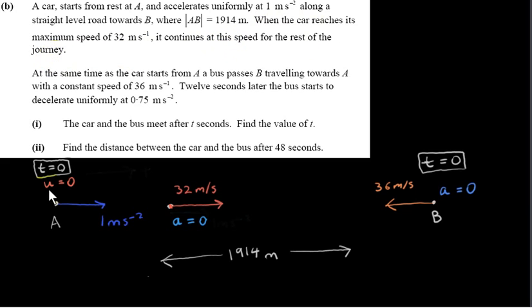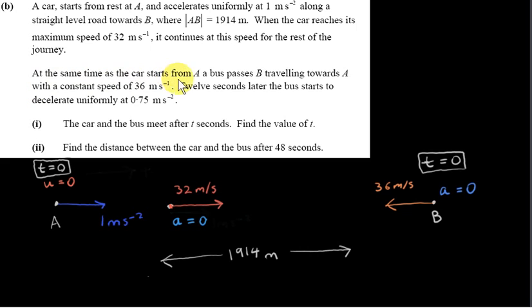So we will say that at t equals 0, a car leaves point A. Its initial speed or velocity is 0. It accelerates to the right with a magnitude of 1 meter per second squared. When it reaches a speed of 32 meters per second, it continues with this speed for the rest of the journey. So the acceleration drops to 0 when it reaches this speed.